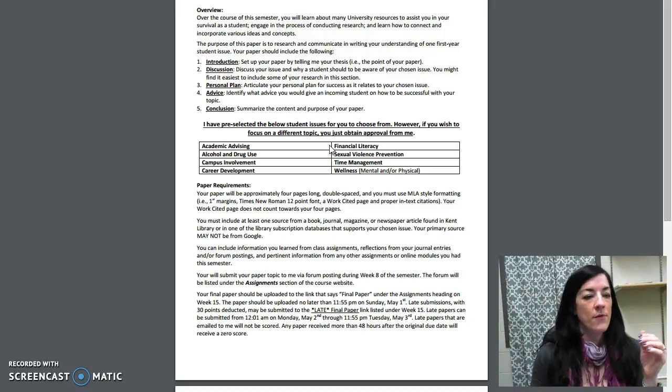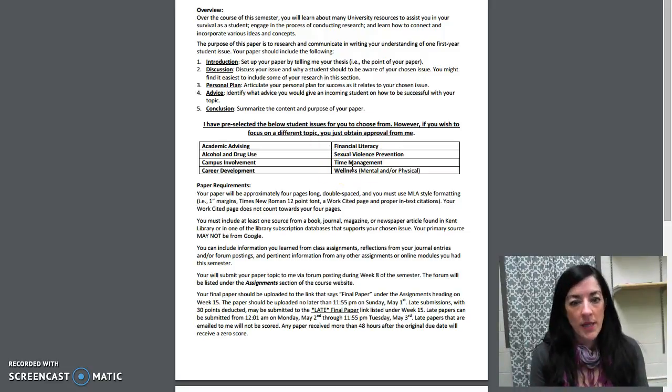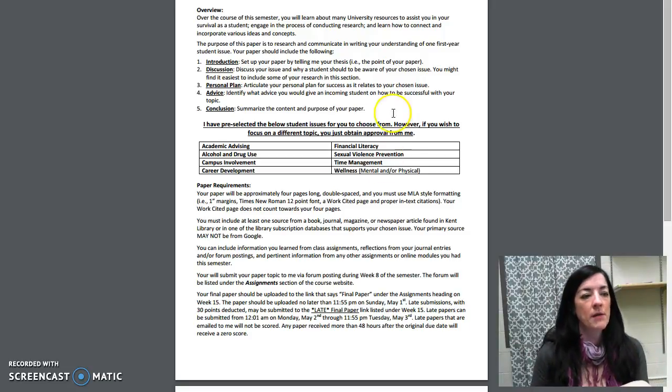And so if you chose financial literacy, tell me your personal plan in terms of how it relates to moving forward. What are you going to do to ensure that you have good, sound financial literacy? All right, so that's your personal plan section. And then you have an advice section.